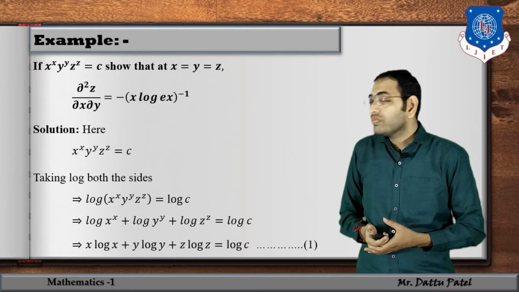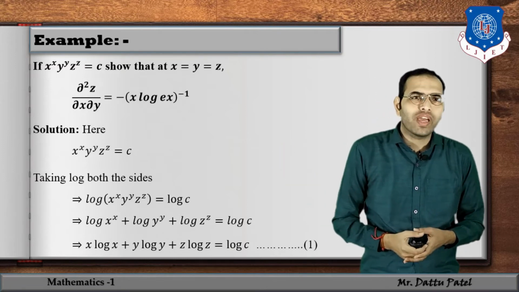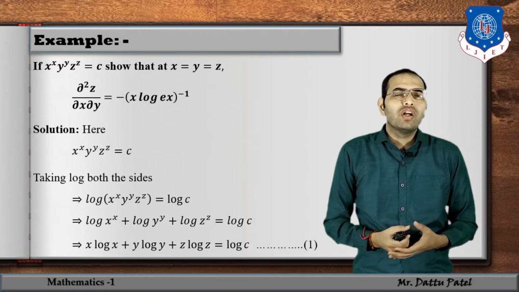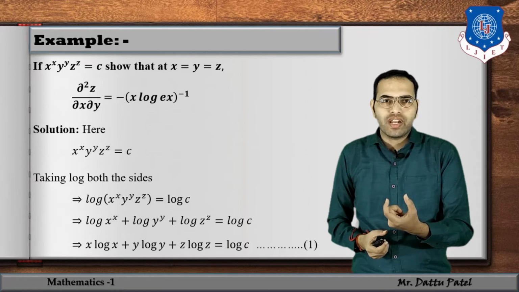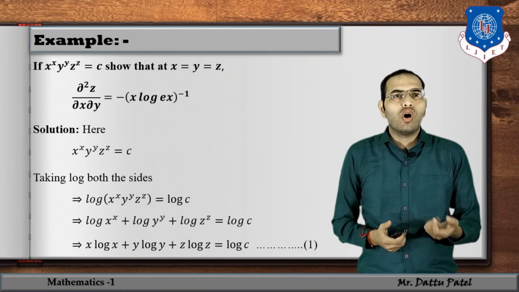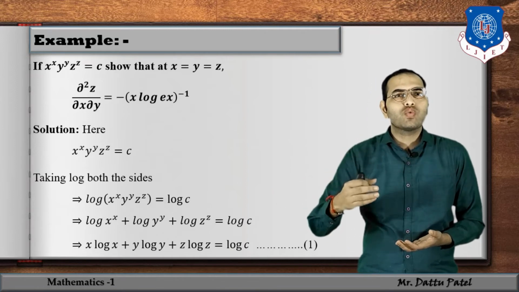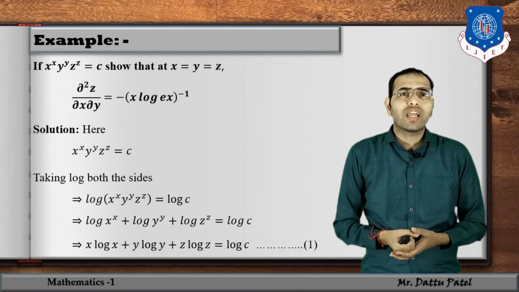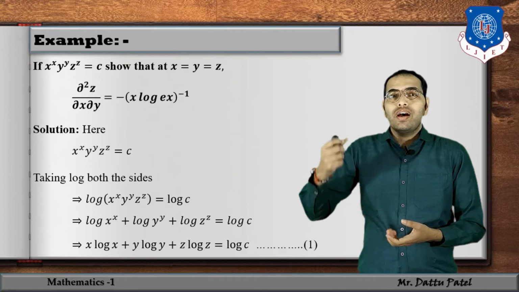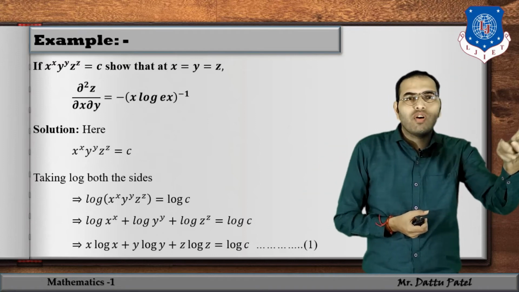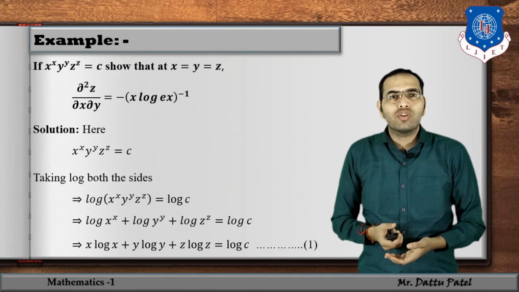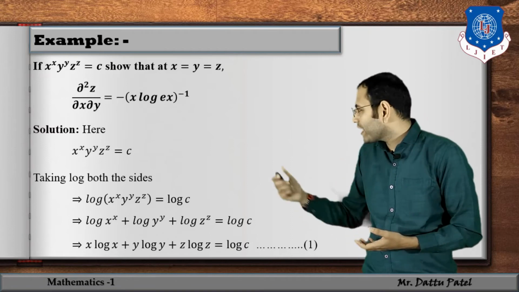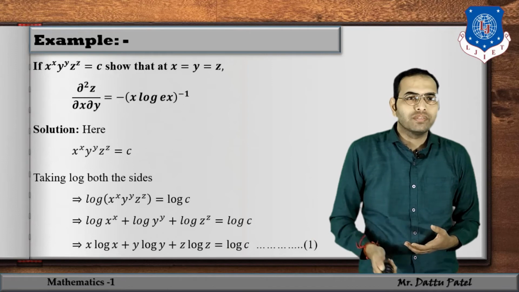Here, with the help of the properties of logarithm, log of x into y into z, we can write as log x plus log y plus log z. Then it becomes log x^x plus log y^y plus log z^z equal to log c. Then, according to another property of logarithm, the power becomes a product, so we can write x log x plus y log y plus z log z equal to log c. That is our equation number 1.